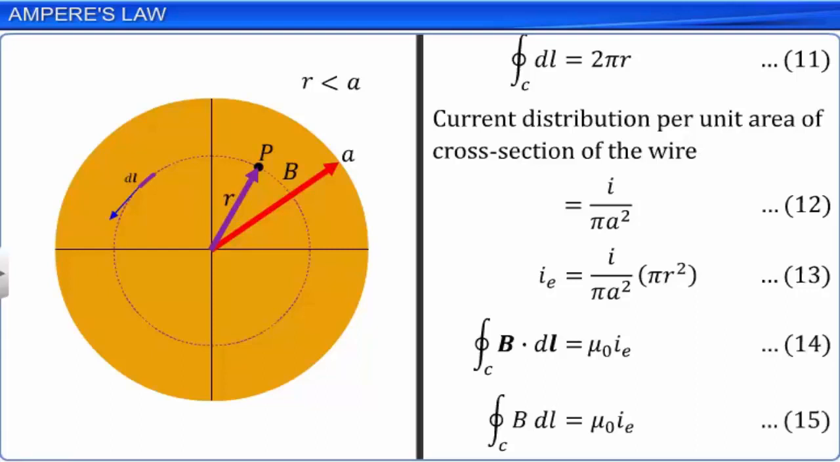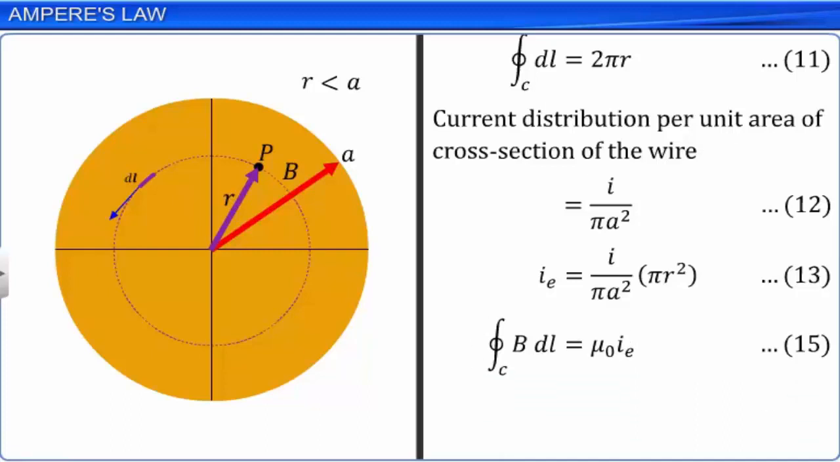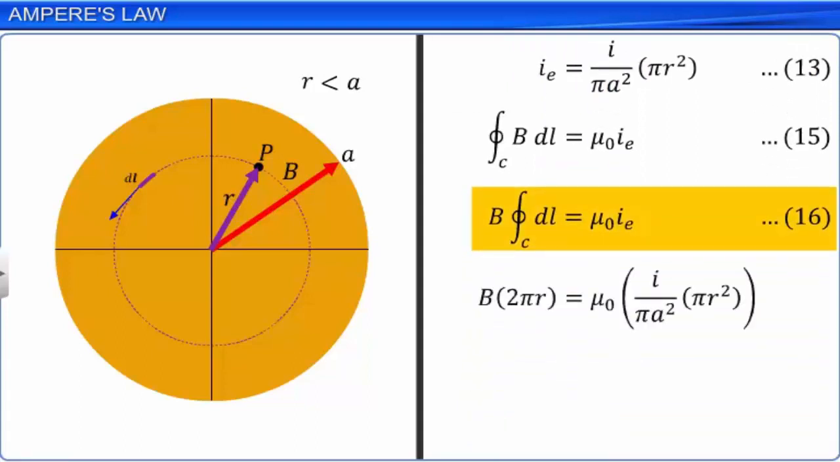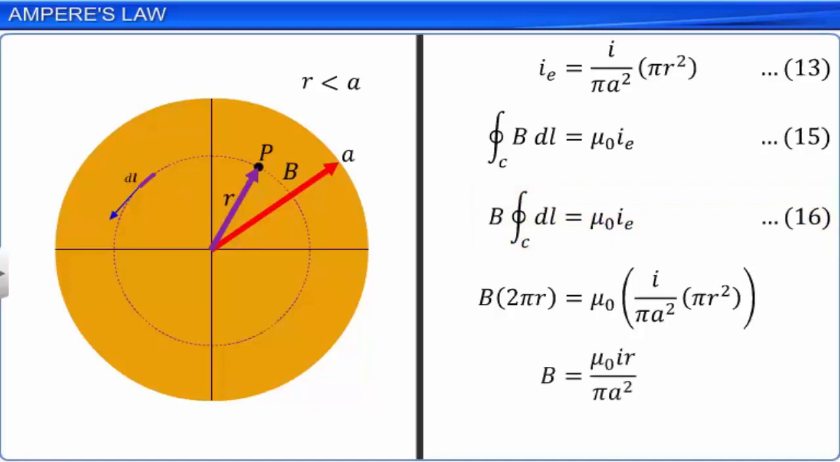Let this be equation 15. The magnetic induction at every point on the Amperian loop is constant. Then, B into integral over the closed curve C, dl is equal to mu naught I E. Let this be equation 16. Substituting equations 11 and 13 in equation 16, we get B into 2 pi r is equal to mu naught into I by pi a square into pi r square. On further simplification, we get B is equal to mu naught I r by 2 pi a square.